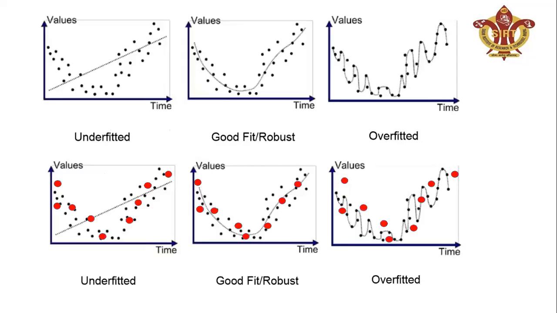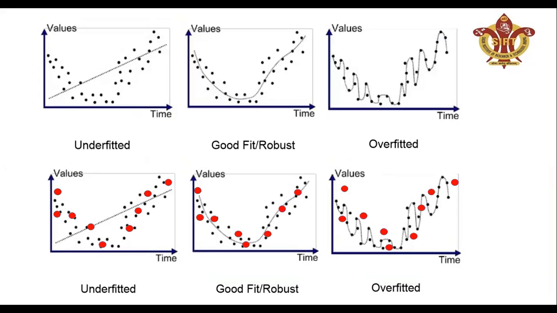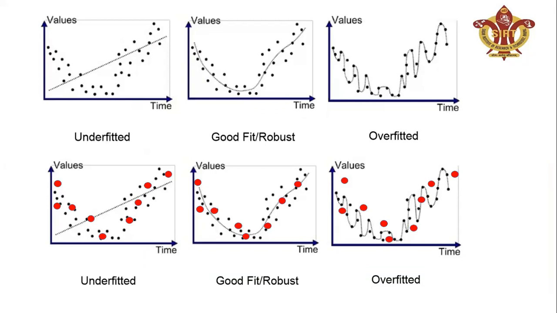Here I explain the concept of overfitting and underfitting with the help of graphs. In the upper row, the graphs represent the training, whereas in the lower row, the graphs represent the testing. In the upper row, three graphs are given. The first graph represents the case of underfitting. The second case is the good balance of under and overfitting. And the third case is the case of overfitting.